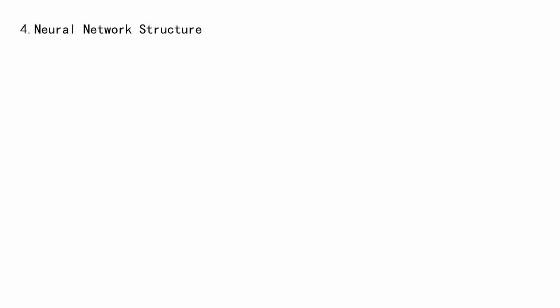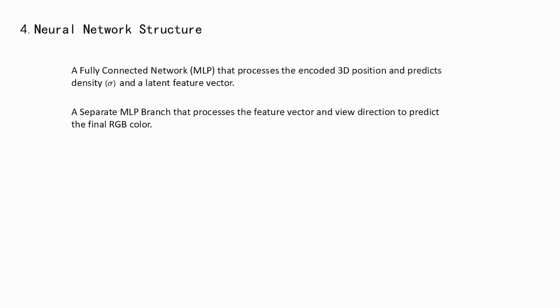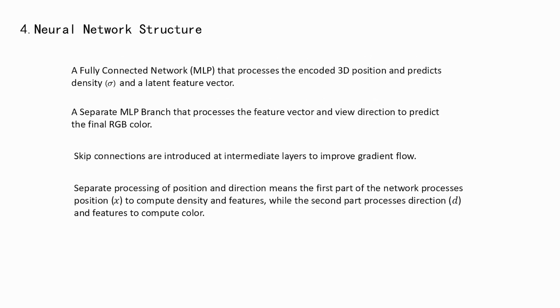Neural network structure. The NeRF model consists of a fully connected network, MLP, that processes the encoded 3D position and predicts density and a latent feature vector. A separate MLP branch processes the feature vector and view direction to predict the final RGB color. Skip connections are introduced at intermediate layers to improve gradient flow.